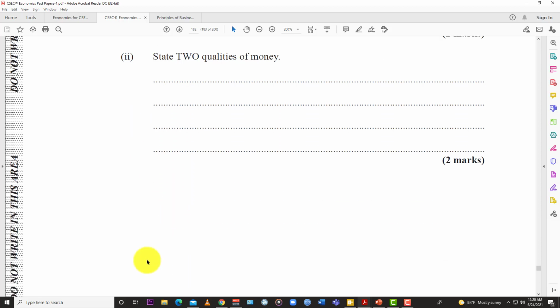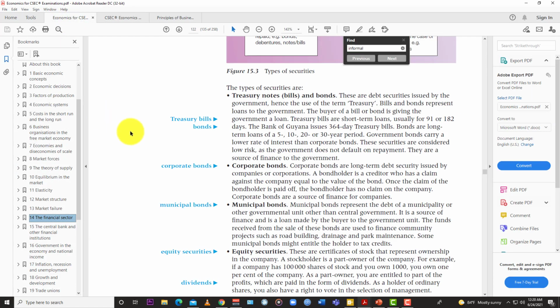Then we go down to part 2. State 2 qualities of money. And you know, money has certain characteristics, such as it has to be durable, it has to be divisible, it has to be acceptable. All those things. Those are the qualities or the characteristics of money.